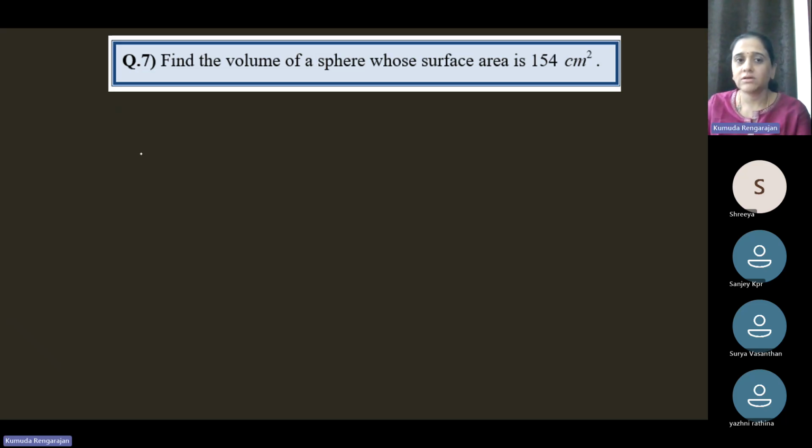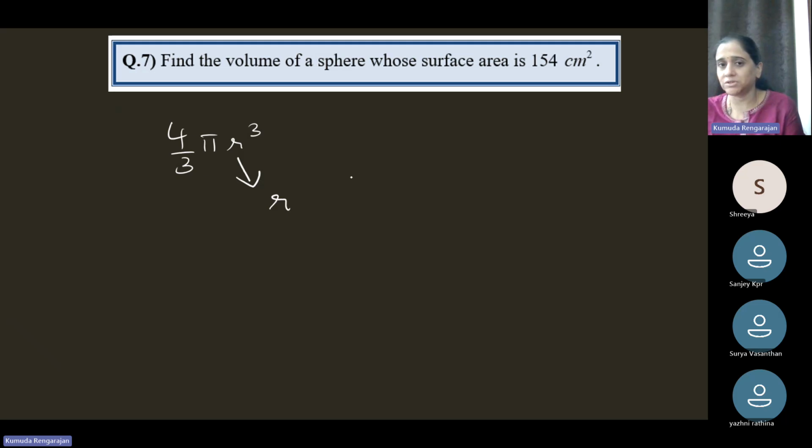In this question, find the volume of a sphere whose surface area is 154 centimeters square. To find the volume of a sphere, what is the formula? 4 by 3 pi r cube. So you need to know the value of r, but that's not given. Instead of that, you have a different piece of information. Surface area is 154. What's the formula to find the surface area of a sphere? 4 pi r square. That is given to be 154.